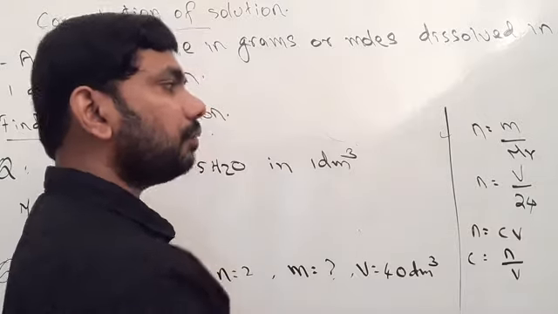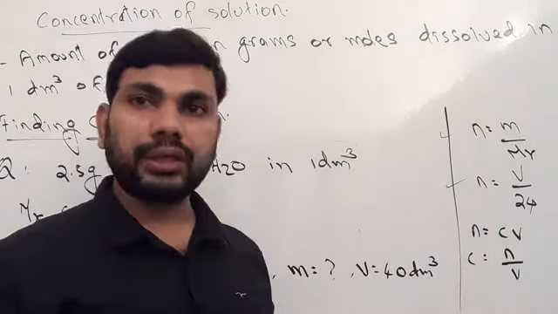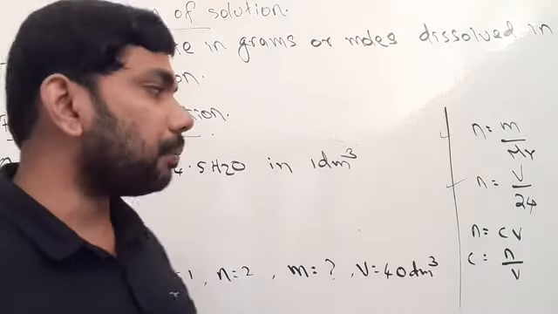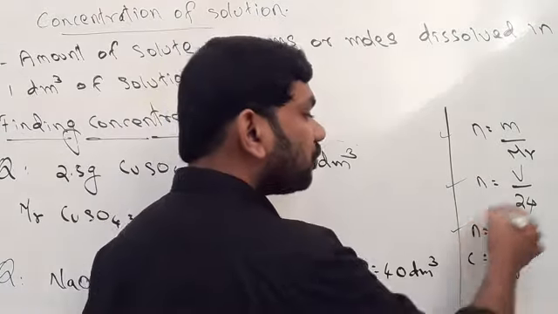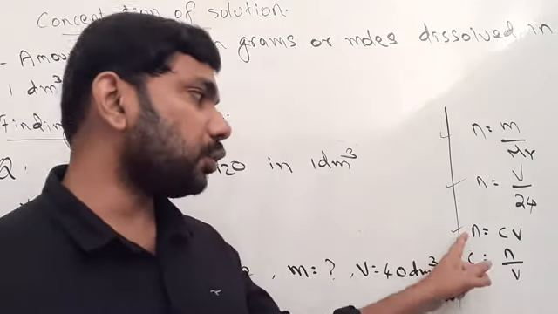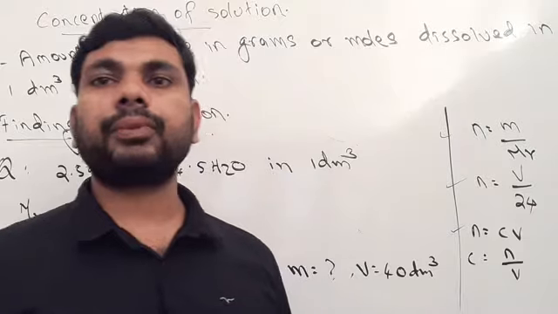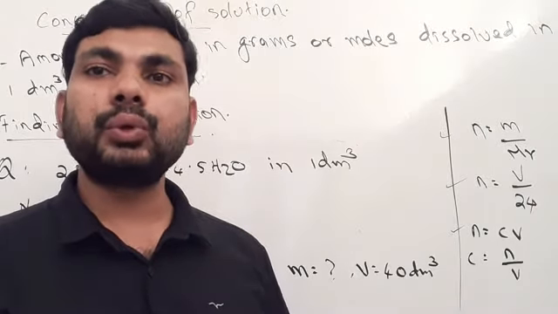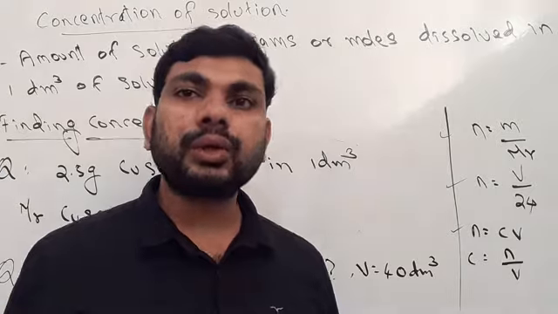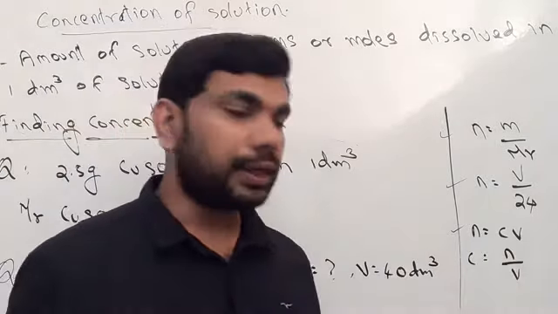We already learned some equations to calculate the number of moles: mass over molar mass, and number of moles is equal to volume over 24. Related to concentration, we have to remember one more equation: number of moles is equal to C times V, concentration times volume. You have one solution, you know its concentration and also its volume, so you can find the number of moles using concentration and volume.